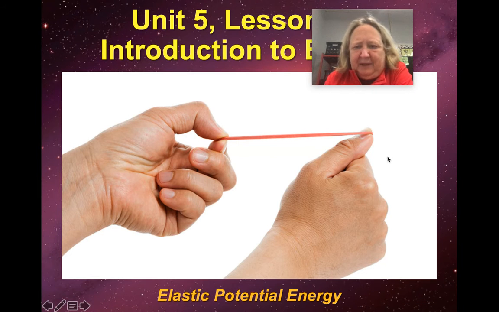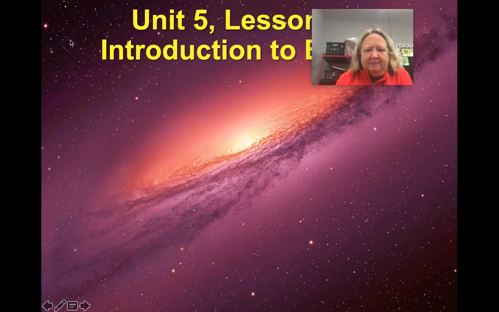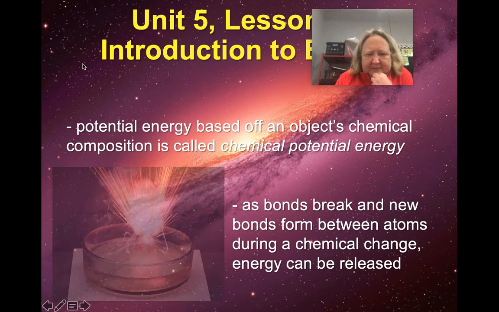Okay, there would be elastic potential energy the further you bring the rubber band back. Also, of course, a bow and arrow. Okay, that's all depending on elasticity. All right, the next one is the chemical composition. Composition, remember, means the makeup. So the chemical makeup. All right.